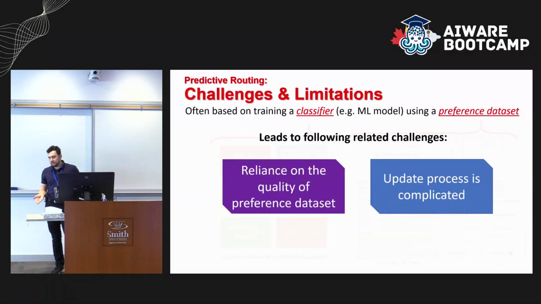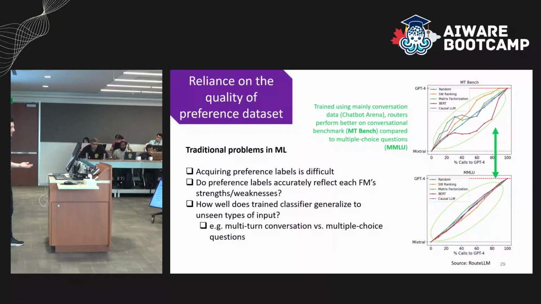So, two problems as I mentioned before: reliance on the quality of the preference data set, and the update process being complicated. The first one I covered in these slides, as you can see over here, the difference between the performance on the conversational benchmark versus the multiple choice benchmark in the graphs. The other problems we usually see are just traditional ML problems. Acquiring preference labels is difficult. Chatbot Arena is great because it's crowdsourced. The actual authors didn't have to go and label the 10, 20,000 labels themselves. Other people helped.